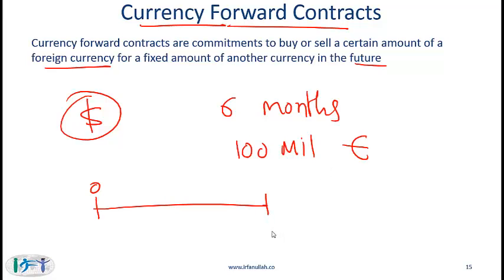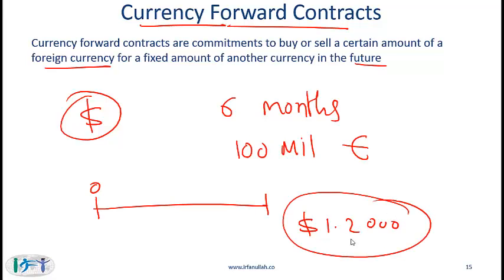So let's say that you lock in a rate of 1.2000 for the euro. And obviously a notional principal needs to be specified. So you lock in this rate that on a per euro basis you will pay $1.2000 for a notional principal of 100 million. Now, no matter what the euro dollar rate might be at this point, you will get your 100 million euros at this particular rate.